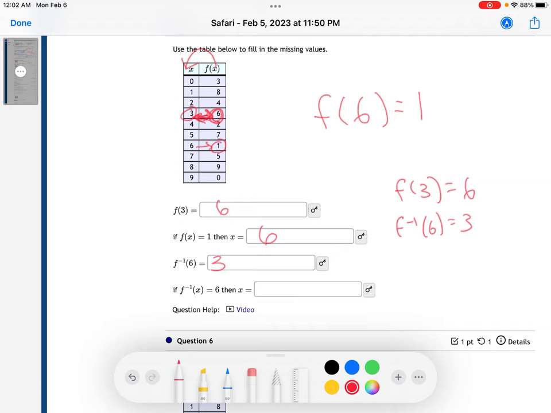Okay, this next one kind of bends your mind a little bit. If the inverse function of x is 6, then x is what? So here I'm going this direction. So inverse function of what is going to produce 6? So I'm looking now for 6 in this column, and I see it right there. And if I feed the inverse function a 1, then I'll get a 6 out of it. Okay?